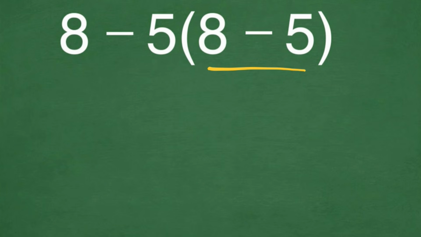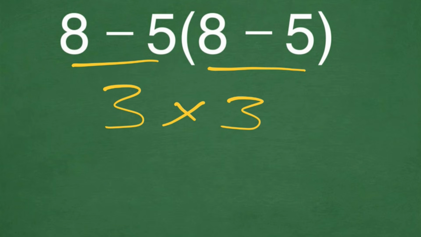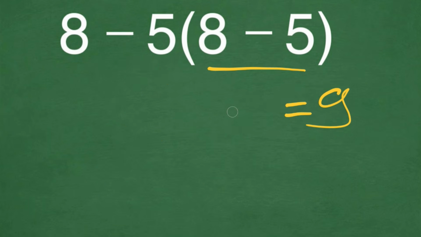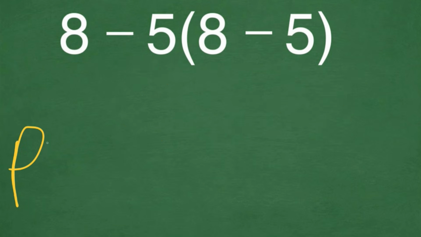8 minus 5 gives us 3. And again, here we have 8 minus 5, which again gives us 3. And 3 times 3 is equal to 9. But this answer is not correct because according to the order of operation, PEMDAS, which I am going to write here.